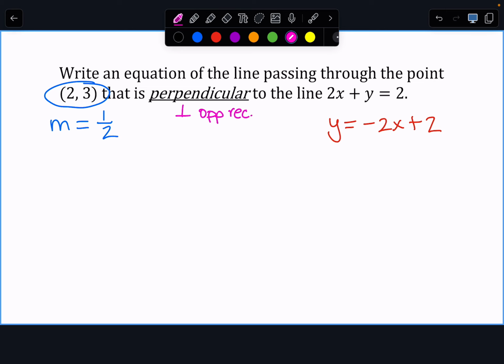Okay, so now we have a coordinate of 2, 3, a slope of 1/2. Write me the equation of our line. If you haven't already, because you got really excited about it. Oh yeah, I got really excited.